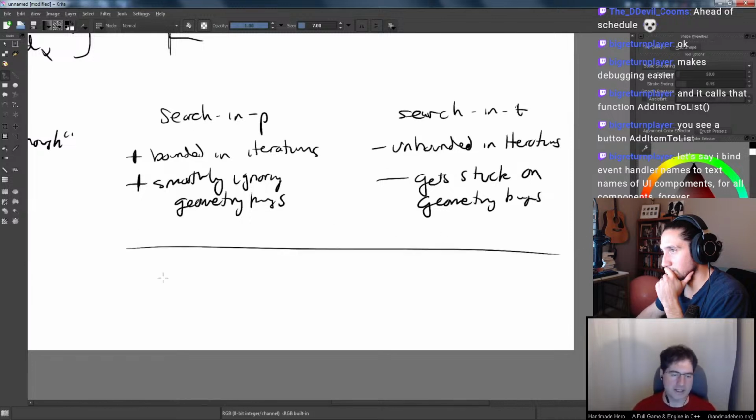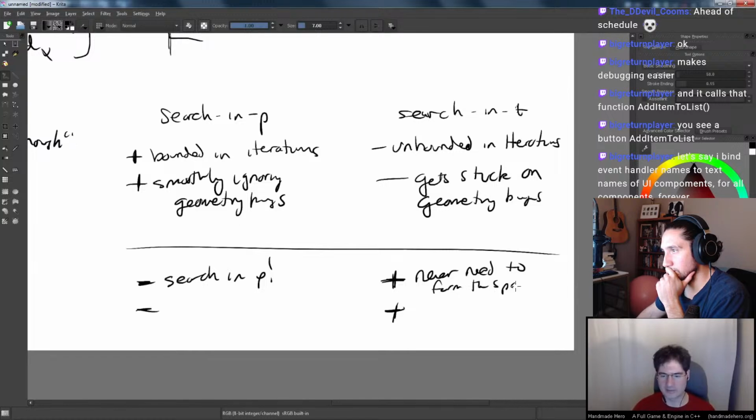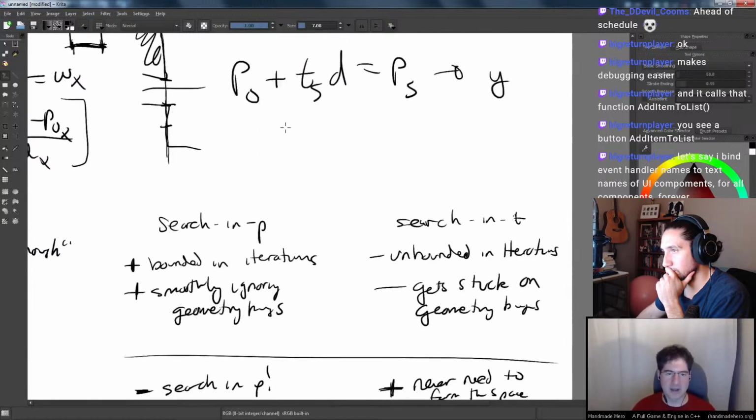But search in P has a pretty big negative that search in T has a positive, and there's really two positives, one of which I don't think we care about much, but one of which we really do. So search in P, one of the huge negatives is you have to be able to search in P, whereas search in T doesn't have to do that. So you never need to form the search space, the P space.